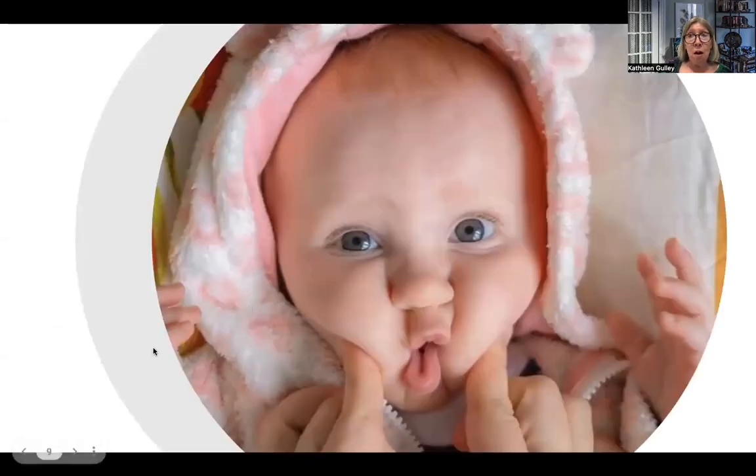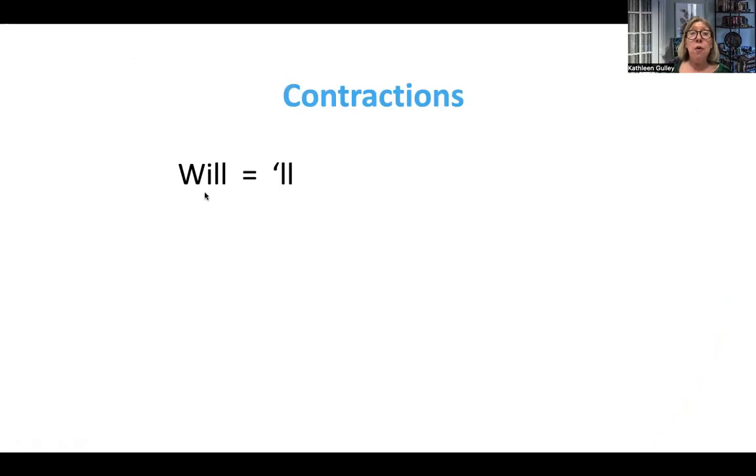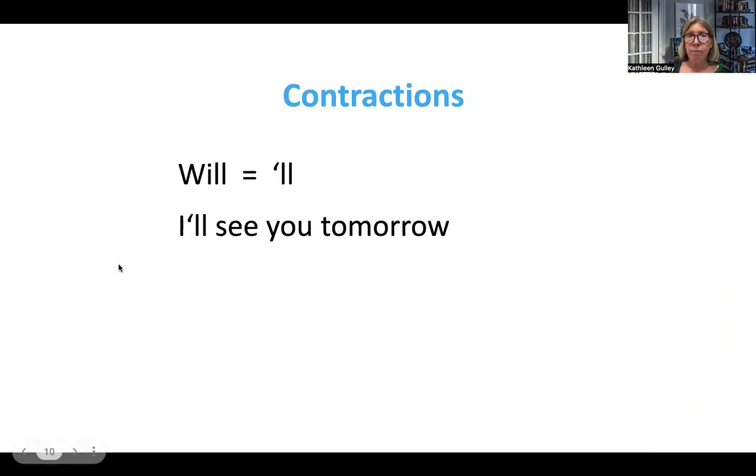And because in English, we always want to squish things whenever possible, we use contractions most of the time with will, especially in spoken English. So for will, we just use apostrophe LL. So instead of I will see you tomorrow, it's I'll see you tomorrow. And that LL you pronounce kind of like ul: I'll, you'll, he'll, she'll, it'll, we'll, they'll. For will not, the contraction is won't.